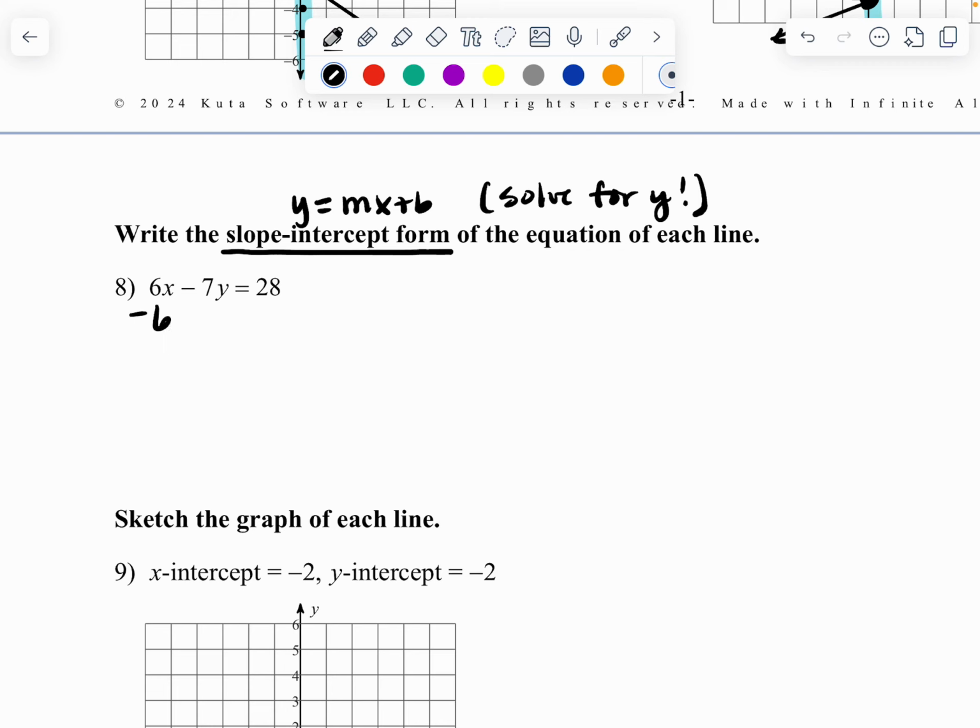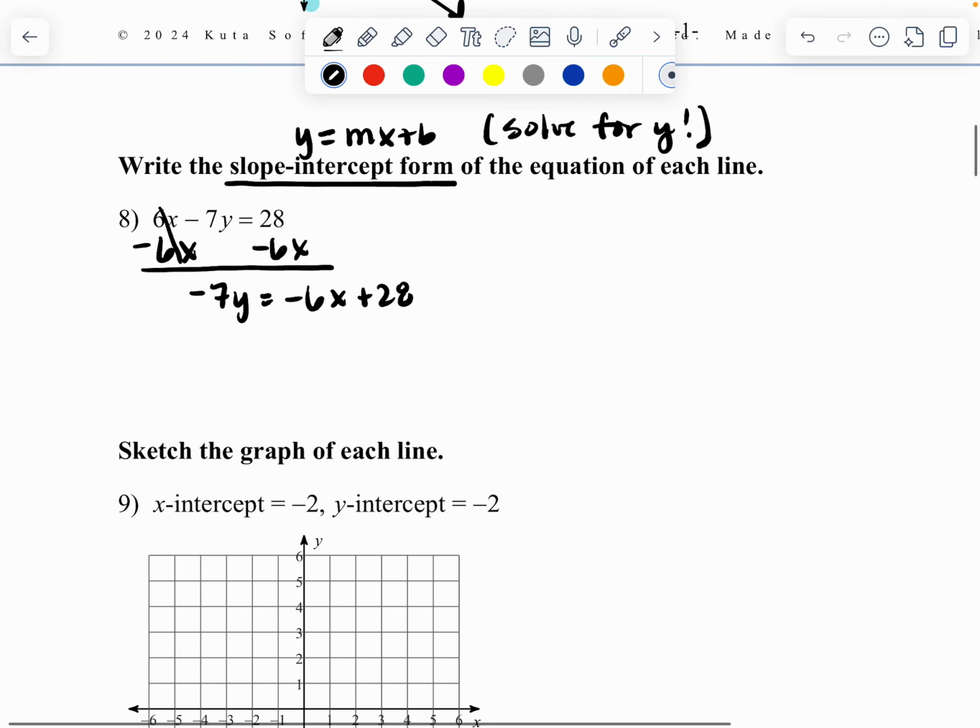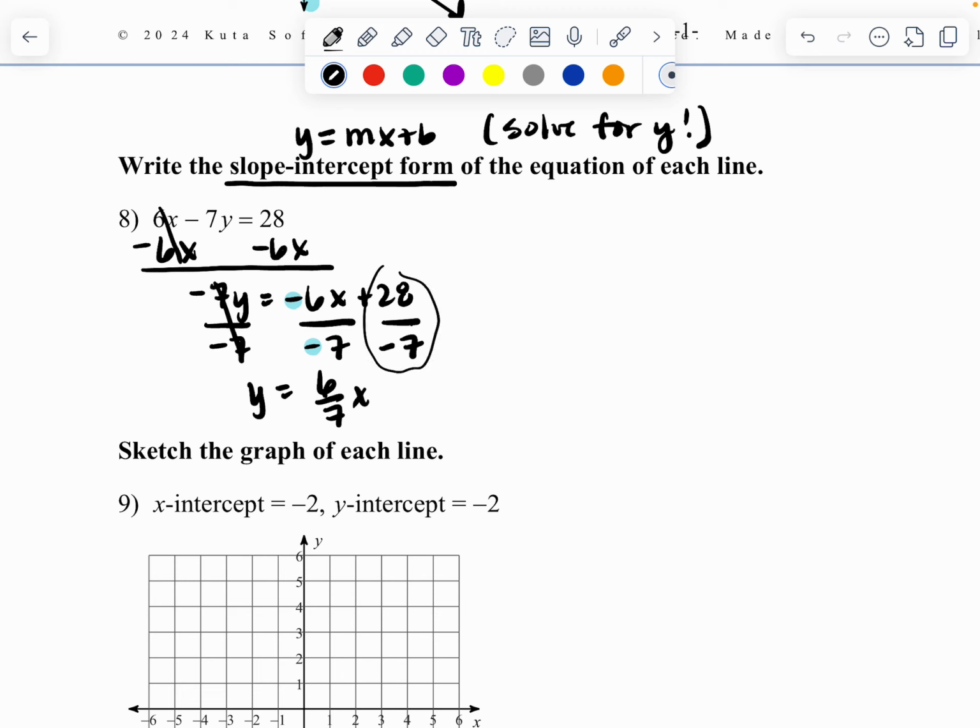So let's go ahead and subtract 6x from both sides. And you're going to get -7y equals -6x plus 28. Then I need to get the y all by itself, so I'm going to divide by -7. And I'm going to get y equals, again, a negative divided by a negative cancel each other out. It's just a positive. So this is going to be 6/7x, and then 28 divided by -7 is -4. Now I am in slope-intercept form.